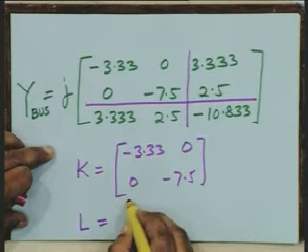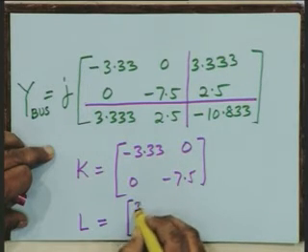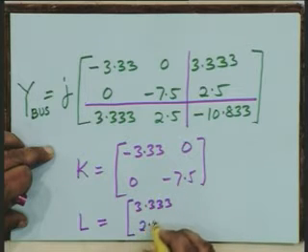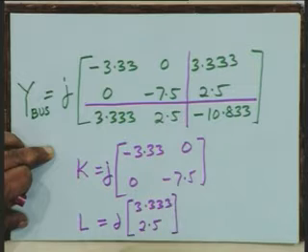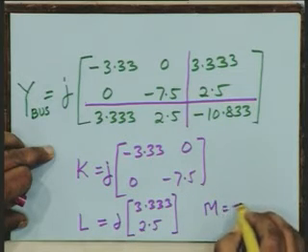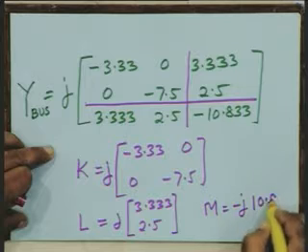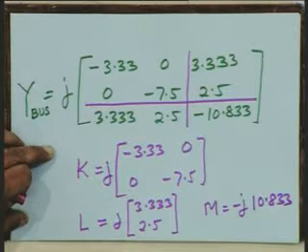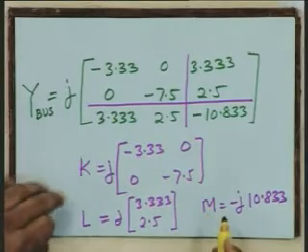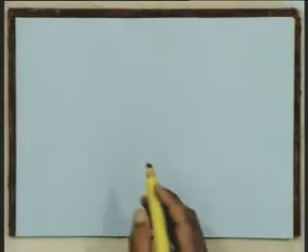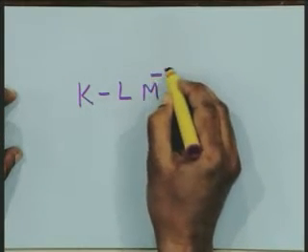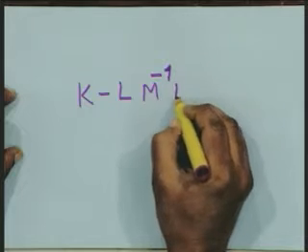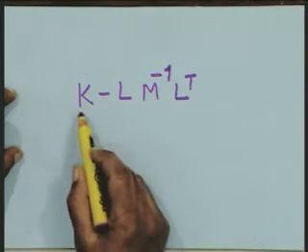L is a vector in this particular case, 3.333, 2.5, and J will be there in all the cases. And M is minus J times 10.833. Now, you substitute the values of K, L and M in the expression K minus L M inverse L transpose. Now, we make the substitution here.